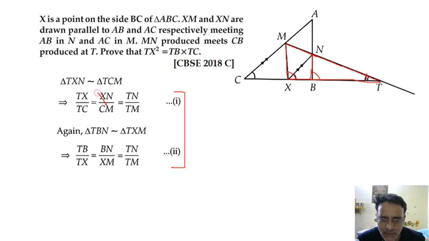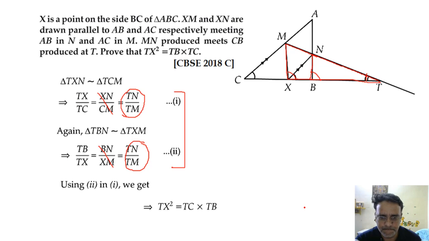In this, if you want to skip the middle one, that is fine, because only these two are required. These two are required. Even if you don't write these two, it will be fine. Okay. Now in equations 1 and 2, the right hand side is the same for both the triangles, so the left hand sides are equal.